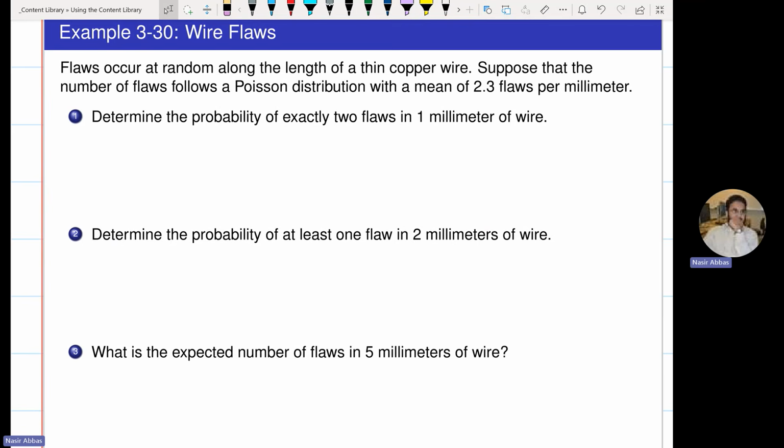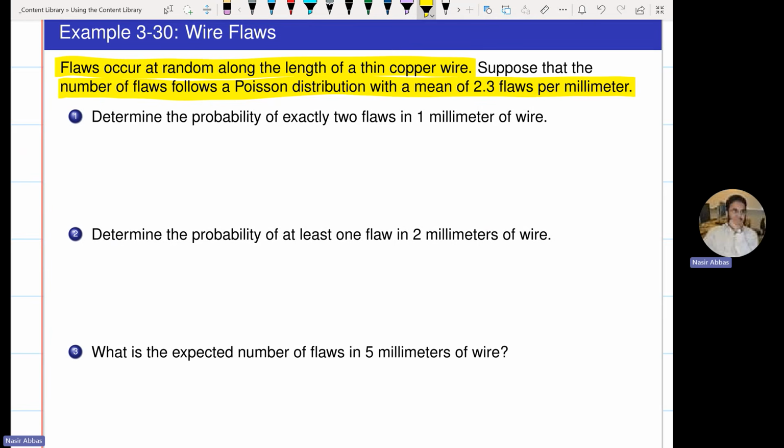Flaws occur at random along the length of a copper wire. You have a copper wire production. It is producing copper wire, and along the length of the copper wire, there are flaws. They occur. Suppose that the number of flaws follows a Poisson distribution with mean 2.3 per millimeter.